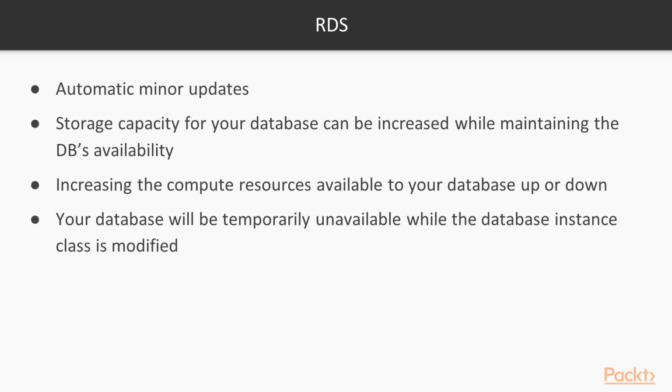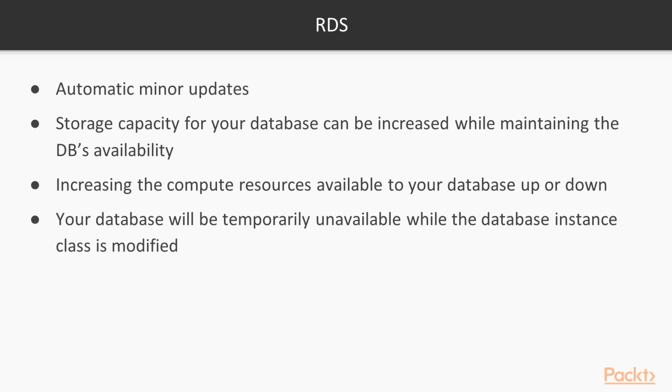Another nice thing about Amazon RDS is it includes automatic updating. So you can specify a maintenance window for your database, and Amazon will automatically install minor upgrades to the database engine for you. The storage capacity for your database can also be increased while maintaining the database's availability. So this means you can dynamically add storage to your Amazon RDS instance without taking the database down.